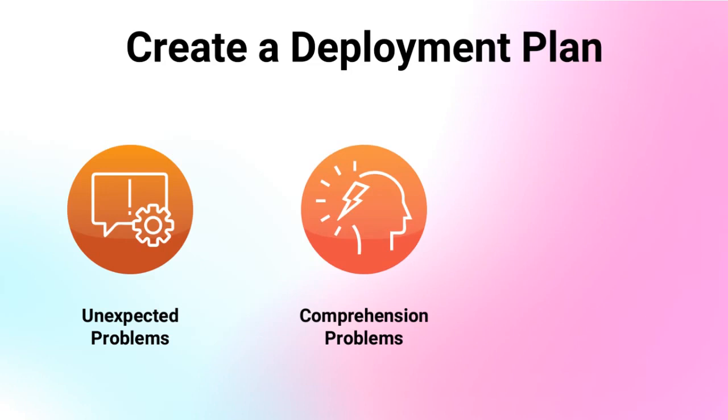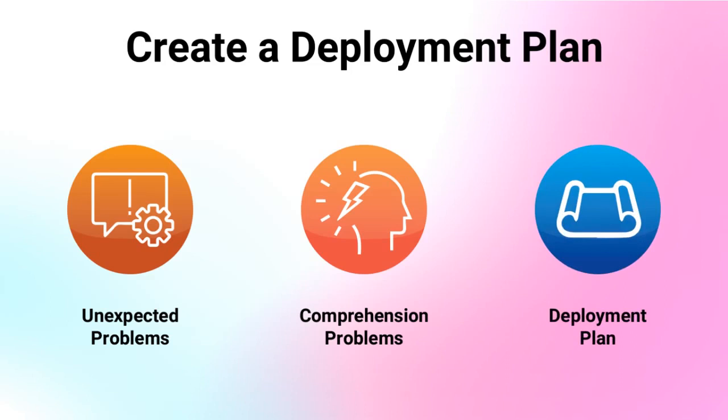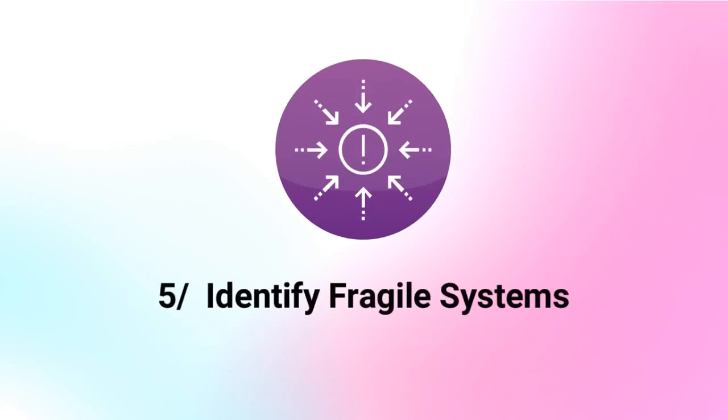This question may lead you to many other people and departments. Once you've got a plan, try it out. You may find some holes in your plan. You may also find that there are some complexities in your current environment that don't need to be there. And the most important thing is you need to identify fragile systems. Are any steps in your plan or systems in your deployment problematic?